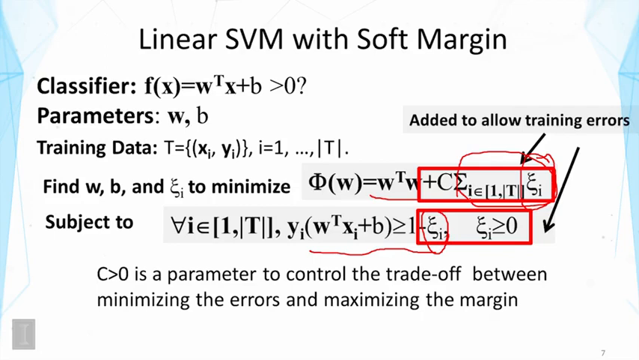So if that happens, what would happen? What would happen is then we will try to do our best to minimize the training errors, but then we're not going to take care of the margin. And that affects the generalization capacity of the classifier for future data. So it's also not good.